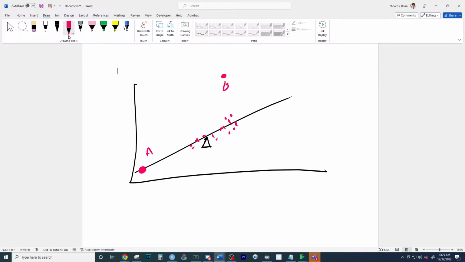A, B, C. Which of these points has the most leverage? It would actually be A.